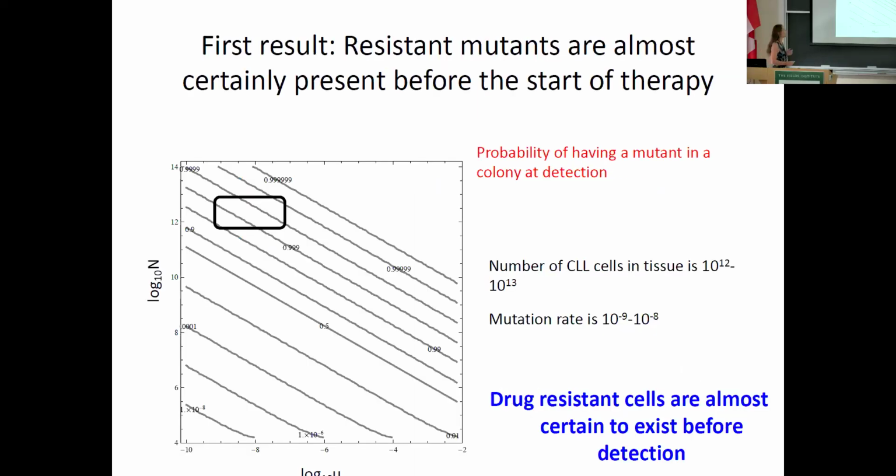A very simple calculation shows that the probability of having resistance in a colony of 10 to the 12, 10 to the 13 cells is this, 0.99999. This is the probability that the resistant cell is already there when you start treatment. And intuitively, it's a back of the envelope calculation. This is the number of cells, this is a mutation rate. Multiply one by the other, you get a number bigger than 1. It's there, right? So the resistance is there.